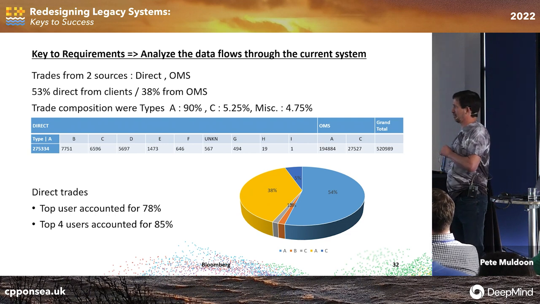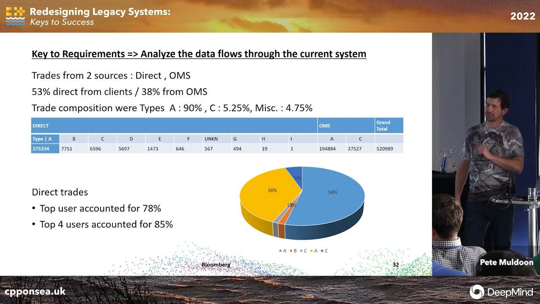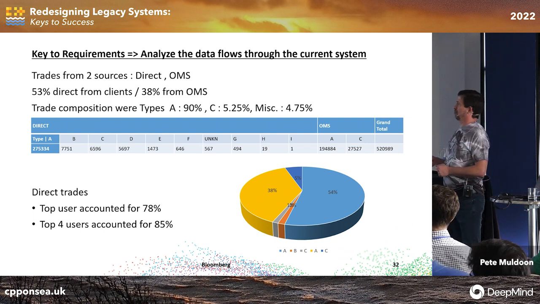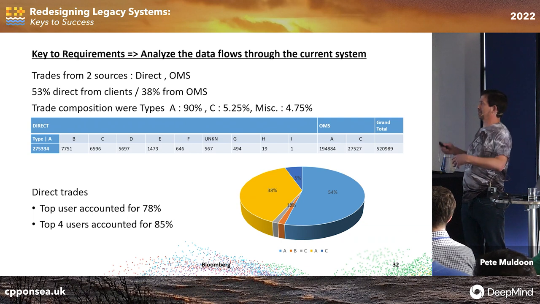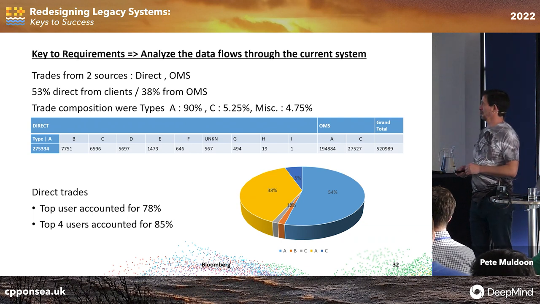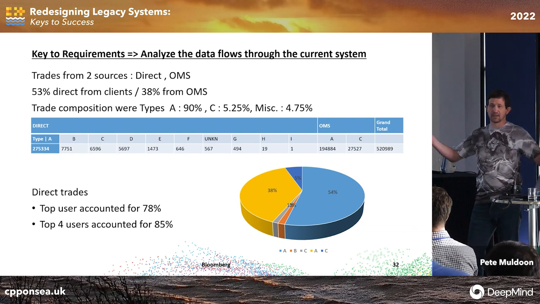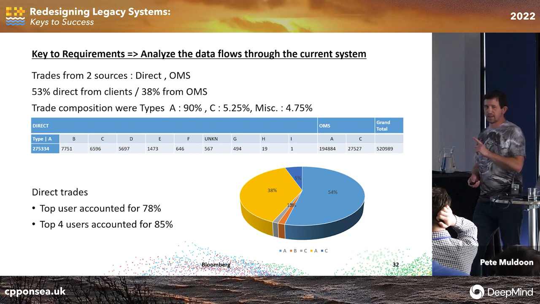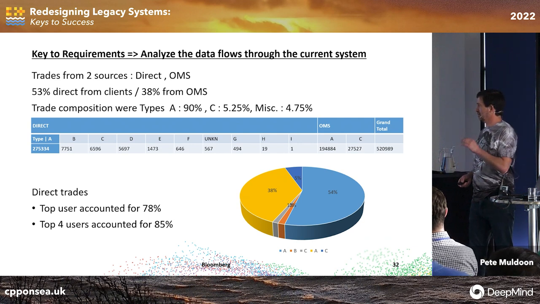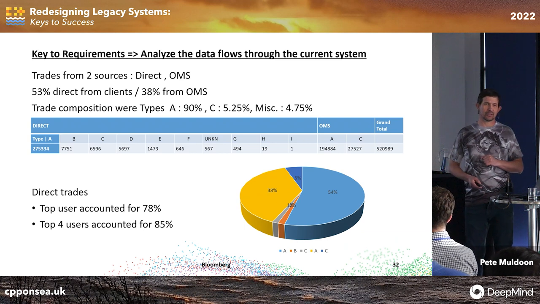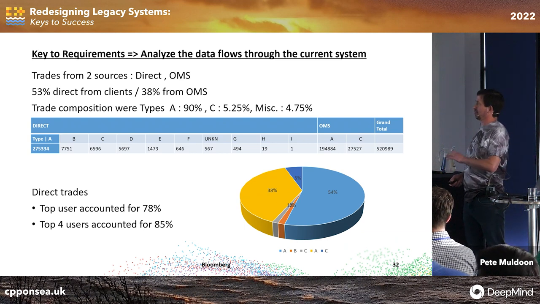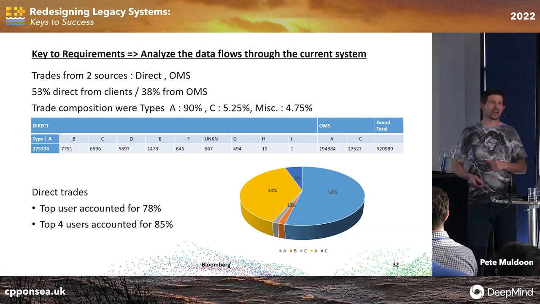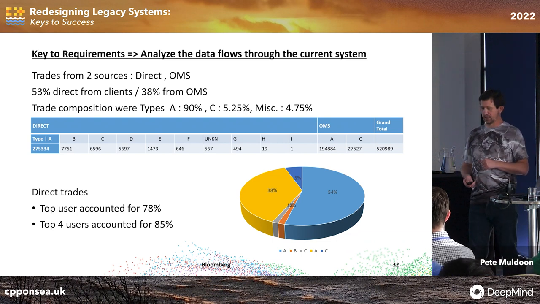Now, I wasn't looking at the 38%, again to limit the scope. I said I'm only going to look at the stuff direct from clients, because they're actually the people complaining. So I have 53%, and the composition of that 53% is 90% type A, which was a pretty easy trade to work with. It was high volume, simple stuff, not hard to code up. And when I looked at the direct trades, the top user accounted for 78% of those trades. If I took the top four users, that was 85% of the trades. So looking at this data, I was able to say, I'm going for type A trades that come direct from clients, and I'm really looking to move the top four or five users over. That's all I need to do.